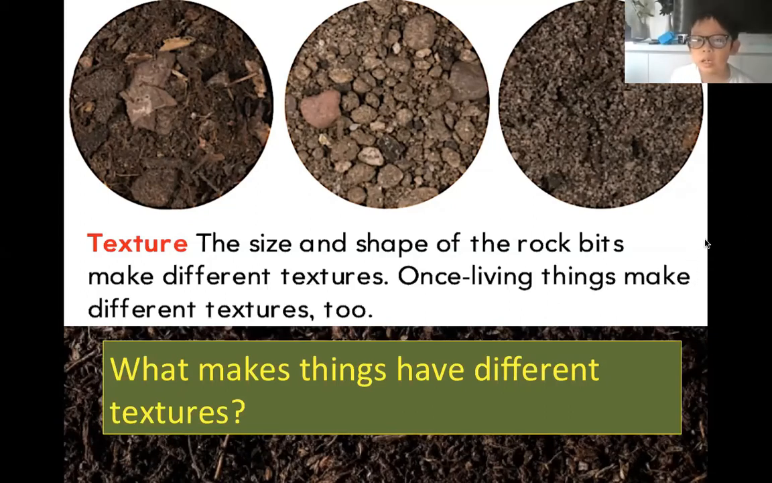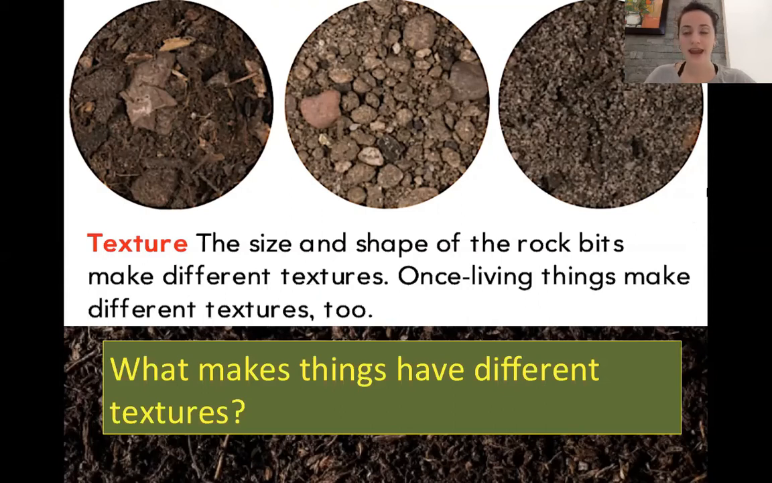Because people use water and air to break down rock. So people don't use the water and the air, right? It happens in nature. Okay, because I don't know. That's okay. So why do these soils have different textures, Sina?